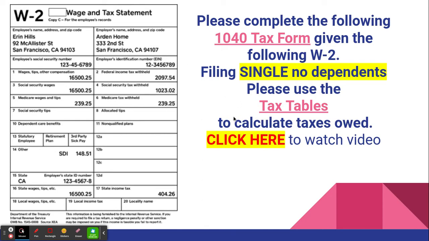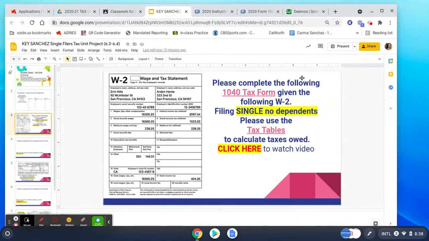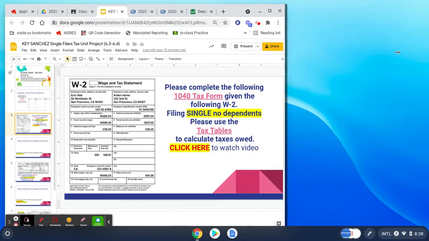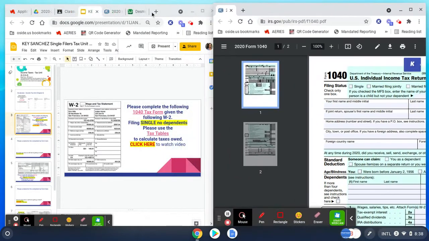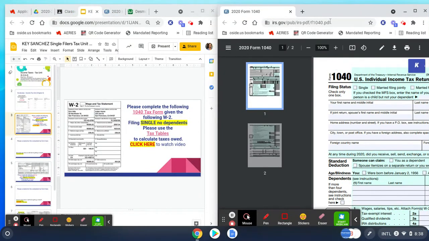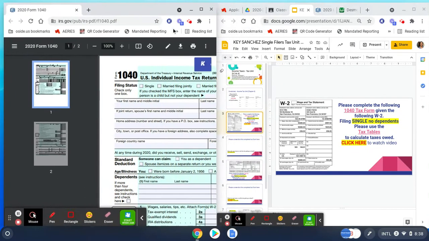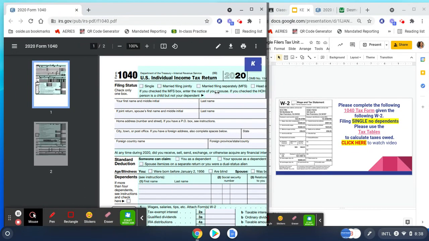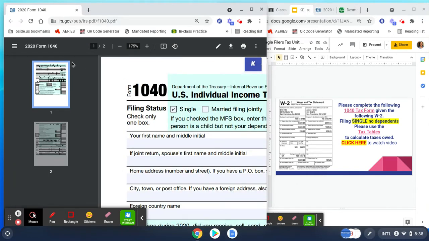Okay, let's go back. Let's start typing in the information for Erin Hills. I'm going to do a split screen here because I'm going to need to reference this W-2 in a second. I'm going to grab this tax form over here. Okay, step 1. Do you see this little section right here? We need to check the box for single.